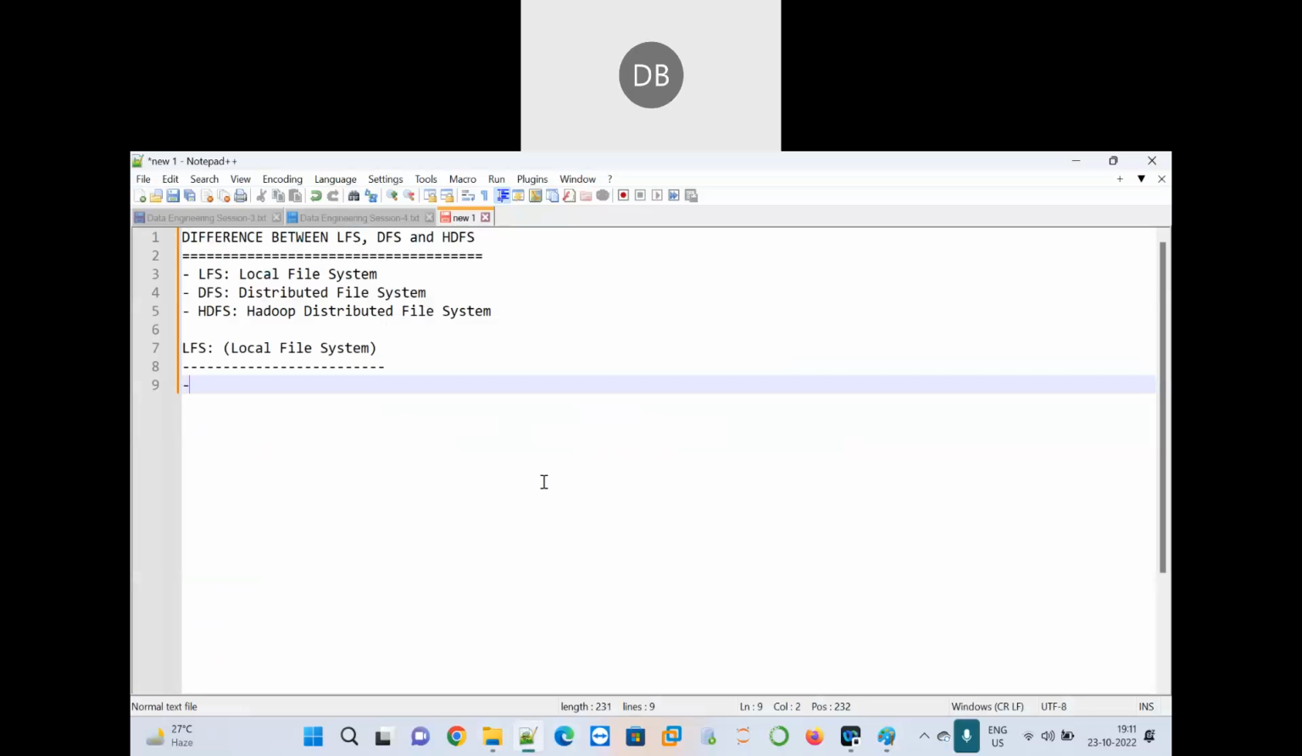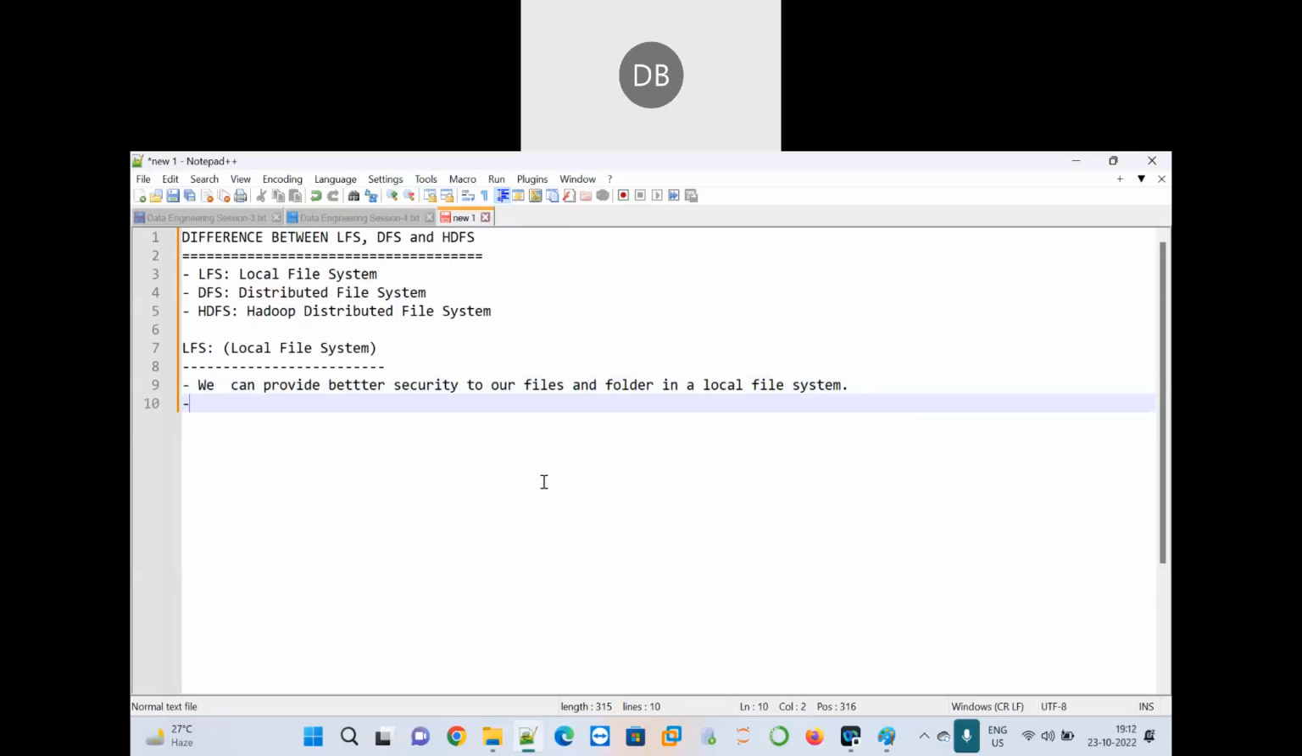100%. In the local system we can provide better security to our files and folders in a local file system. This is the first advantage. Any other?